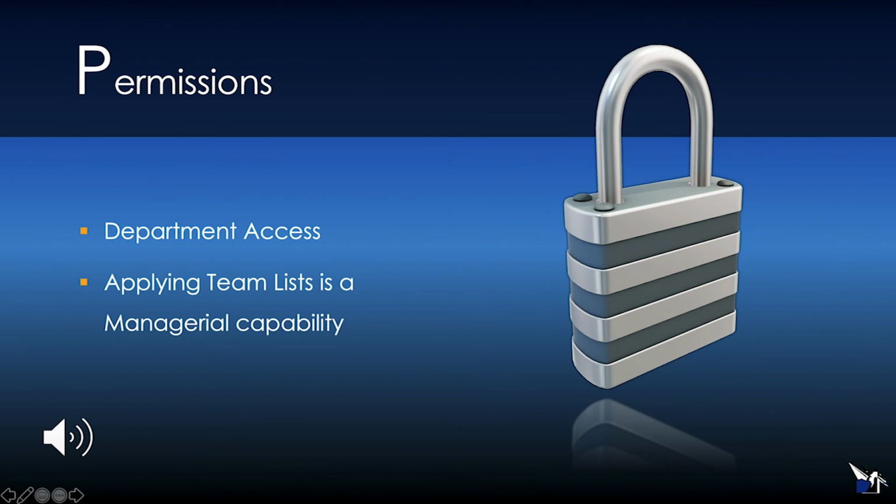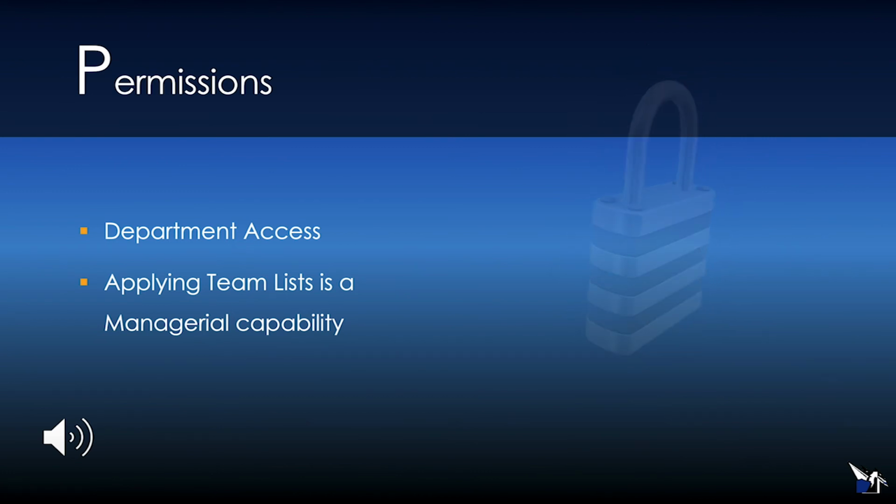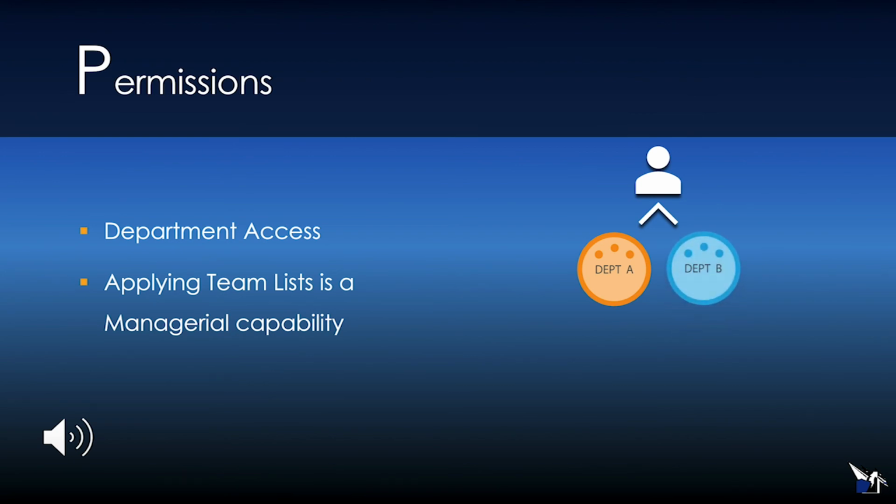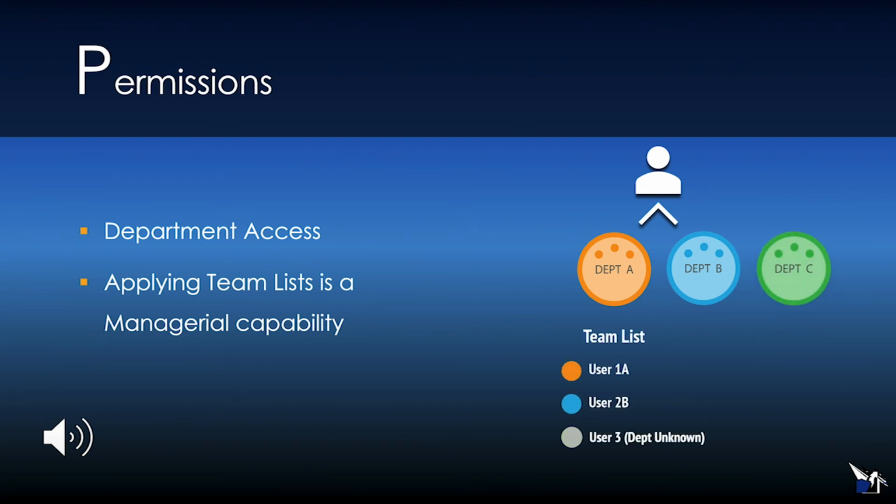It's important to note when building or editing a team list, users may only add members from departments to which they have access. If a user has access to a team list that contains users from departments they do not have permission to manage, they will only see the username of those members, and they will be grayed out. No additional information like first and last name or department affiliation will be exposed. If a user applies a team list that contains such members, they will not be added to the group or incident. Only a manager of a group or incident may apply a team list to the group or incident.